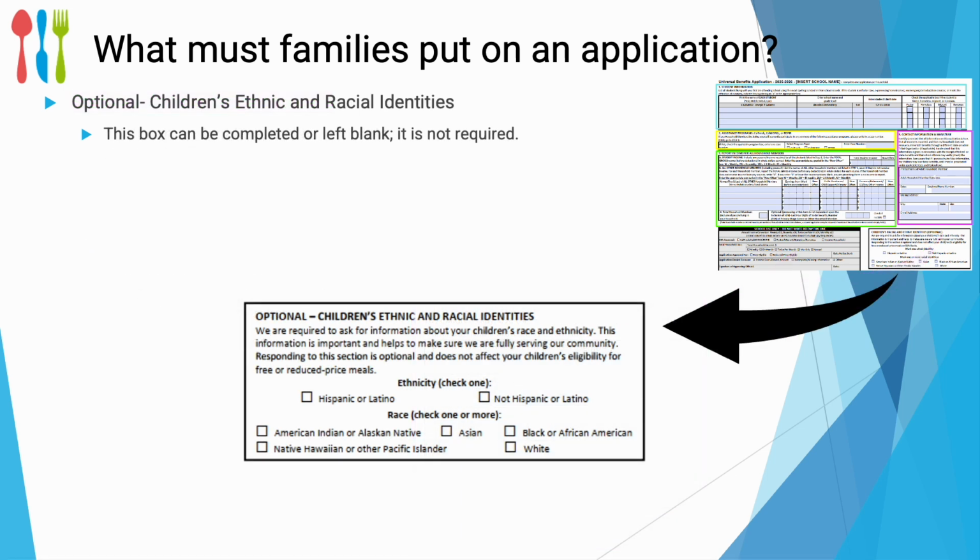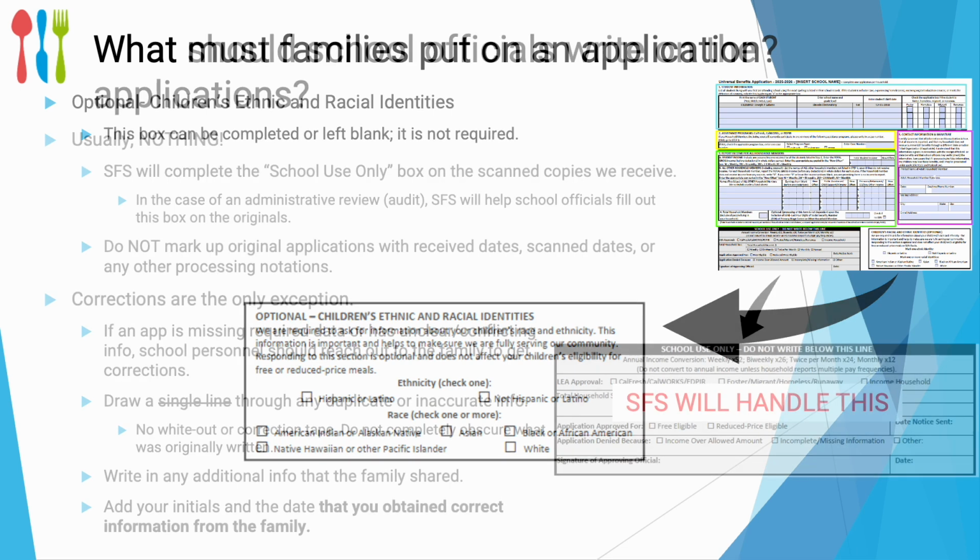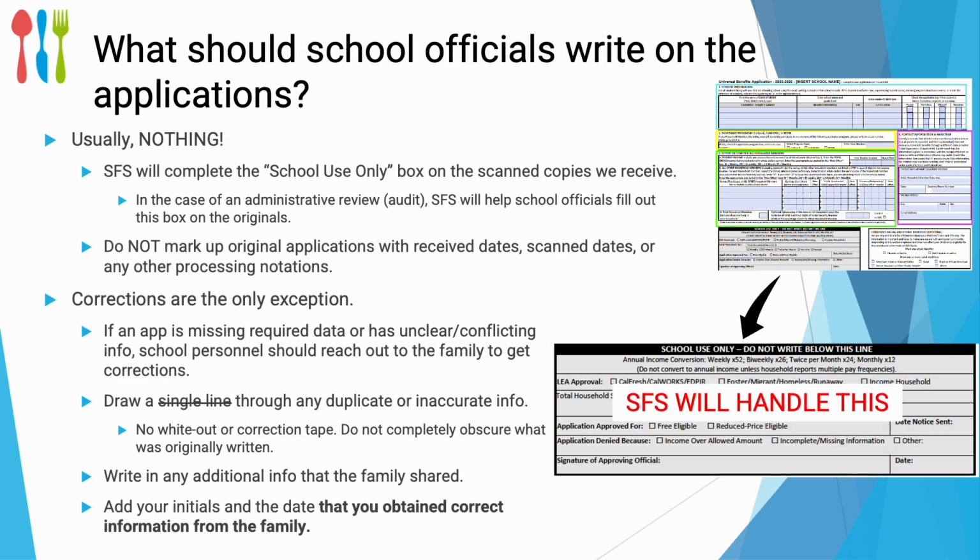There is also another optional section to report children's ethnic and racial identities. They can fill it in if they want, or they can leave it blank. There's a section at the bottom that says school use only, but you do not need to write anything on the applications. You do not need to complete that school use only box. We will do that for you. In the case of an audit, we will help you fill that out on the original form.